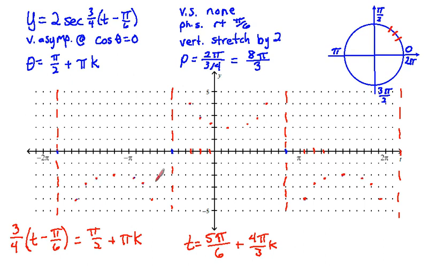Now that I've got all of my points, my special angles, graphed nicely, it's a simple matter to connect the dots, fill in with the rest of the graph, and it's going to look like that.